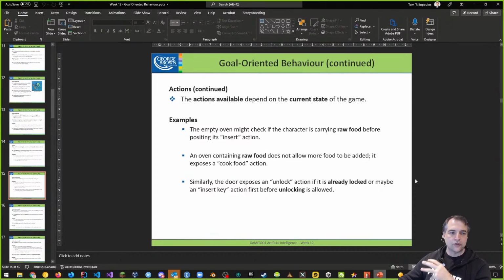In goal-oriented behavior, you're not even going to have that action as a possibility, as an example, not even part of the list or suite of actions, depending on a particular game state. So there must be something that's going to add that action to almost like a queue or a list of actions that are available, right? So here's an example. The empty oven might check if the character is carrying raw food before submitting its insert action. So the insert action doesn't even exist until the character's carrying raw food, because the raw food is a dependency for the oven, right? So if there's no raw food, then the dependency for the oven to insert food isn't met. So therefore, that action wouldn't even be available. Okay.